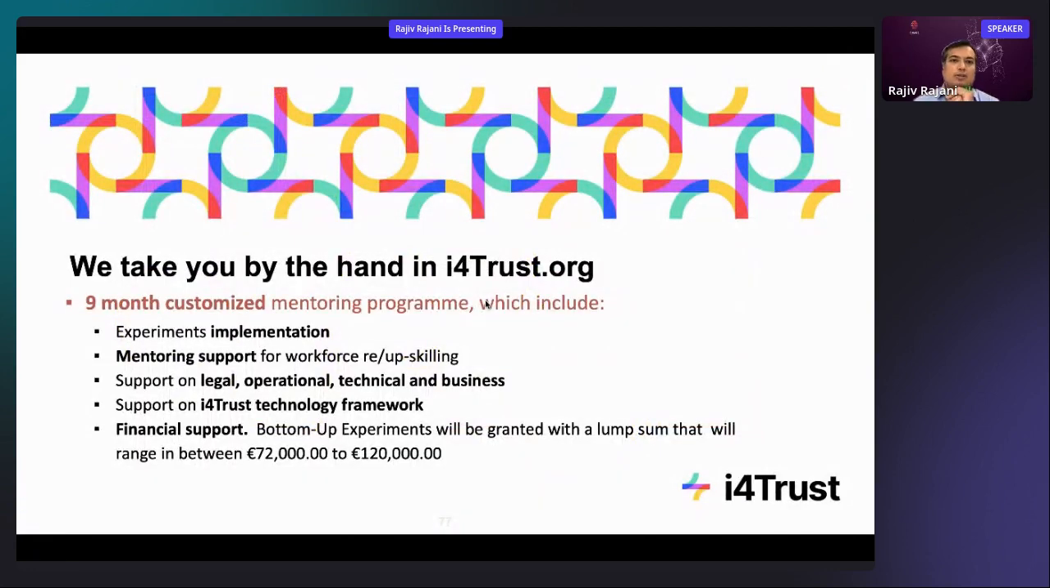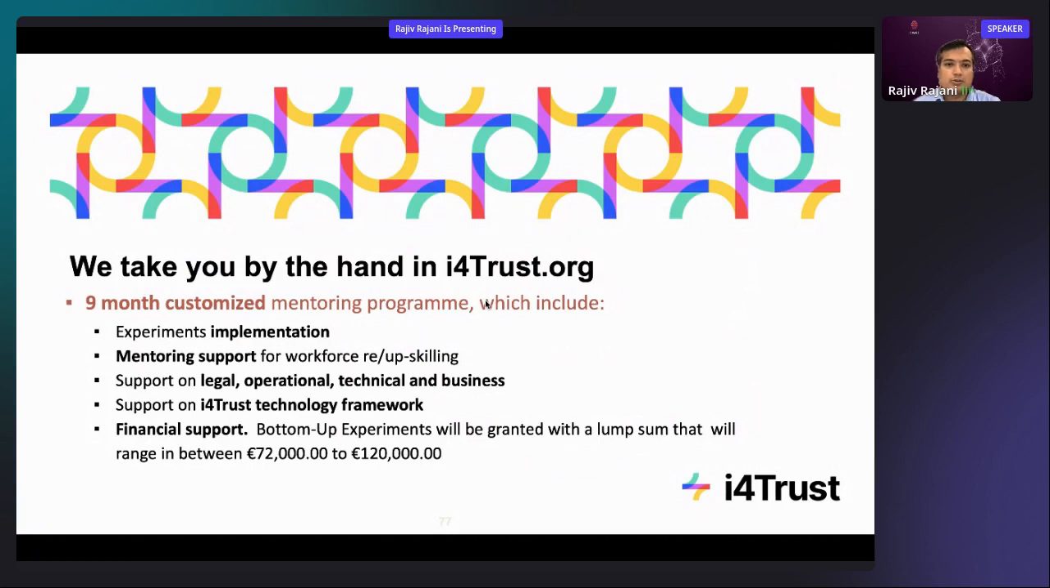Now, in I for Trust, of course, you are not left out. When you apply under the I for Trust open call, and you win, your proposal is a winning proposal, then you are taken through a 9-month customized mentoring program where you get complete support from I for Trust partners: iShare, Fireware, and Funding Box. We help you during the implementation of your experiment.